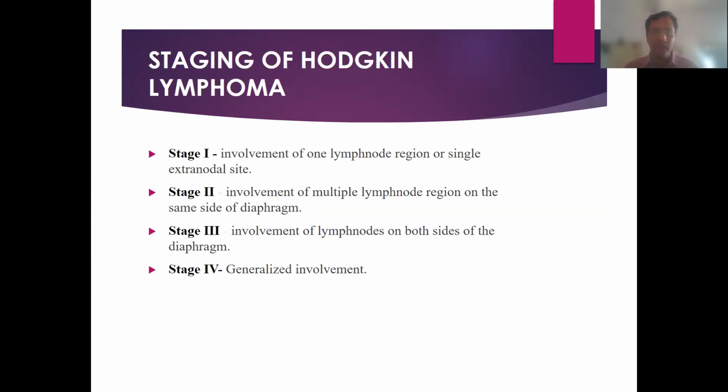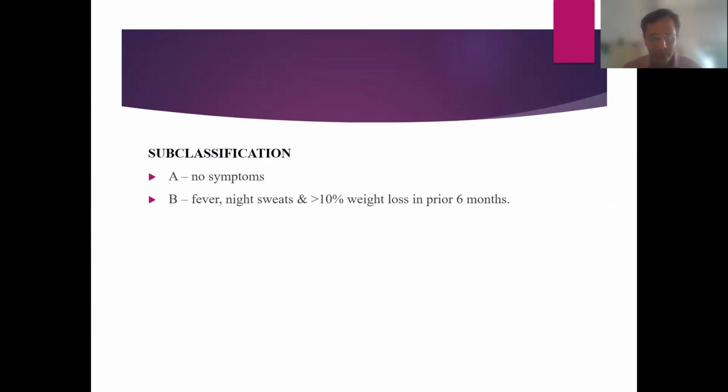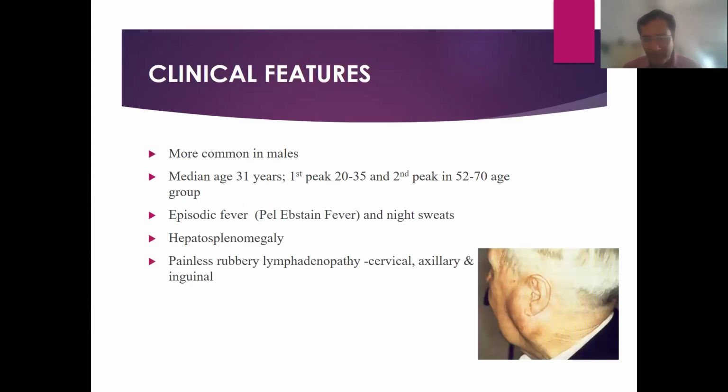Staging of Hodgkin lymphoma. Stage 1: involvement of one lymph node to a single extranodal site. Stage 2: involvement of multiple lymph nodes on the same side of the diaphragm. Stage 3: involvement of lymph nodes on both sides of the diaphragm. Stage 4: generalized involvement. Subclassification: we can take no symptoms, or fever, night sweats, and weight loss.